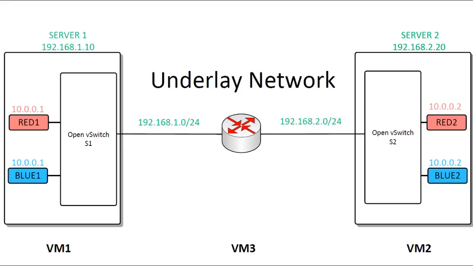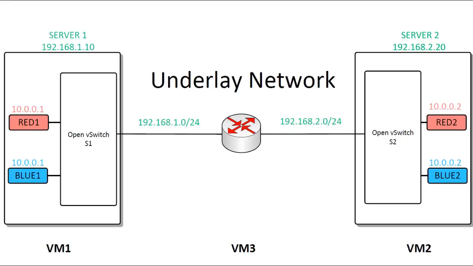This is the network topology being emulated. There are 2 physical servers and 2 different subnets. Server 1 has IP address 192.168.1.10. Server 2 has IP address 192.168.2.20. Since they are in different subnets, there is a router in between them for IP reachability. Server 1 and Server 2 are both using Open vSwitch for networking between VMs.